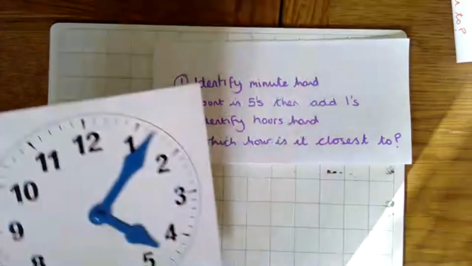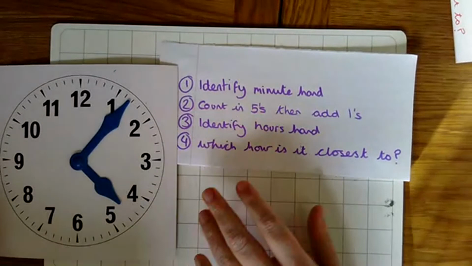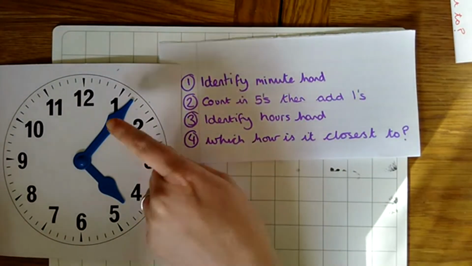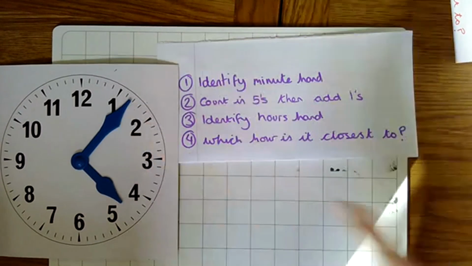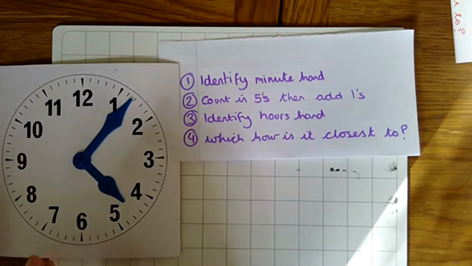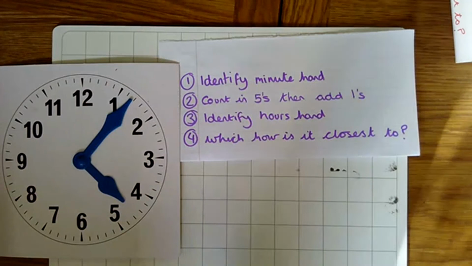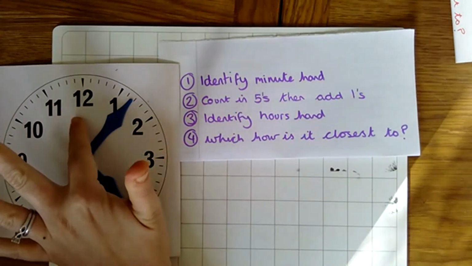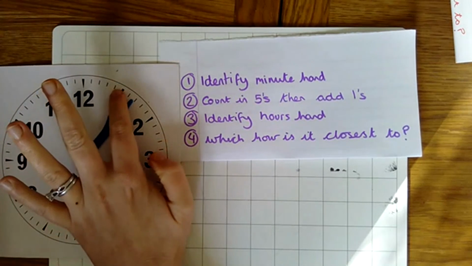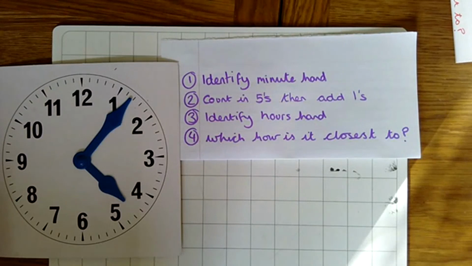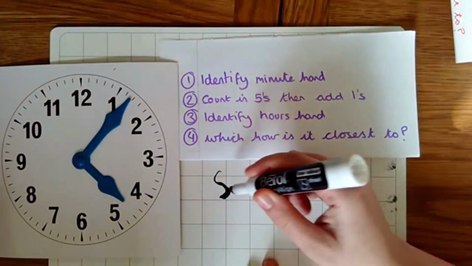There we go. Right. So our steps to success is number 1, identify that minute hand. Here's my minute hand. It's the longer hand. Has it gone past my half past? It hasn't gone past my halfway point, so it's past, not to. So how many minutes past the hour is it? Let's count on in fives. 5, and then we're going to switch to ones. 6, 7. 7 minutes past, and let's see the hour.